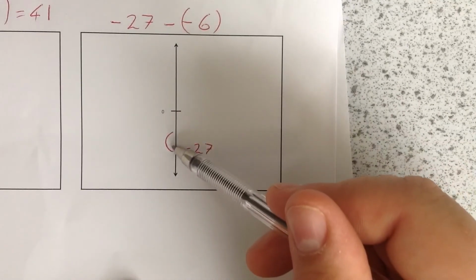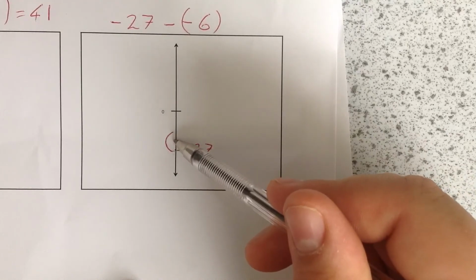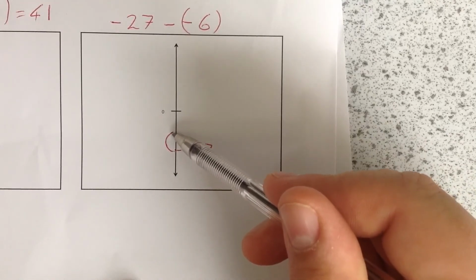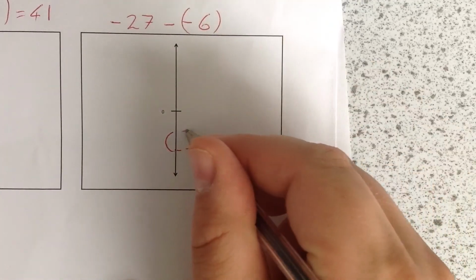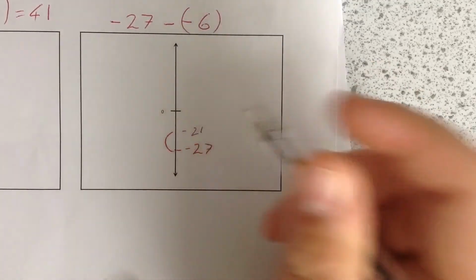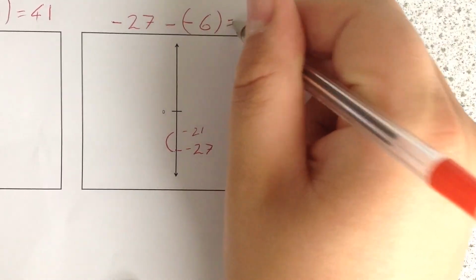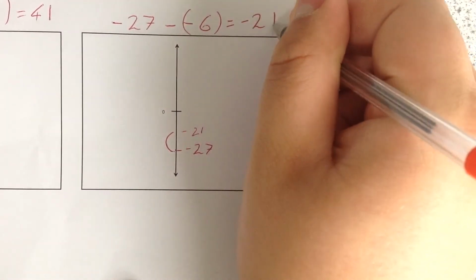So minus 26, minus 25, minus 24, minus 23, minus 22, minus 21 will be our finishing position. So our answer to that question would be minus 21.